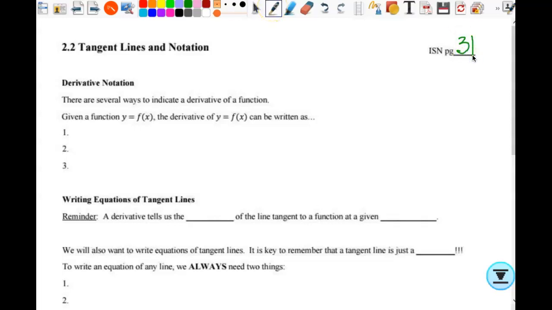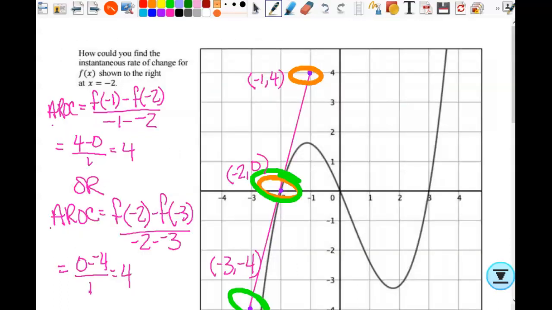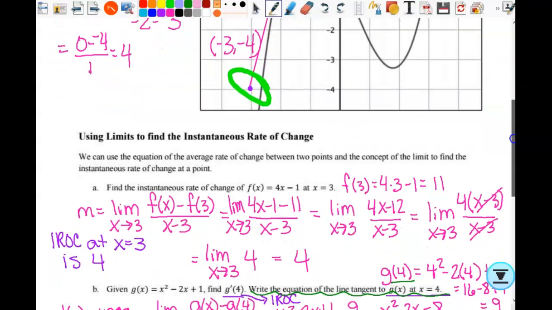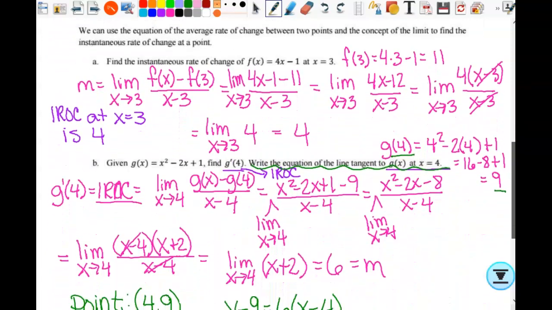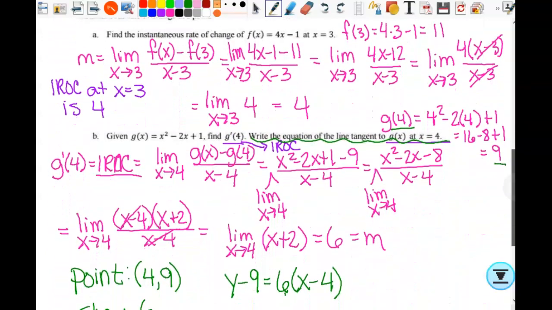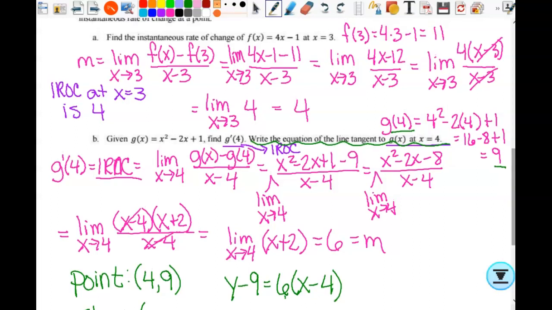I'm going to take you back. It's okay if you're not looking at yours, but I'm going to take you back to what we did on Friday. We talked about instantaneous rate of change, right? With all this nonsense. And we have the m because it was the slope, right? Our instantaneous rate of change is the slope of the tangent line at that point.